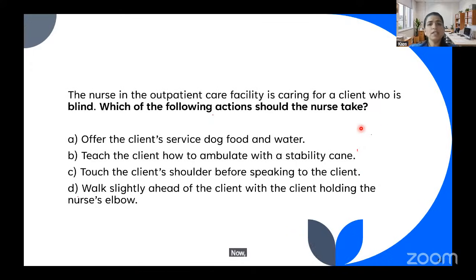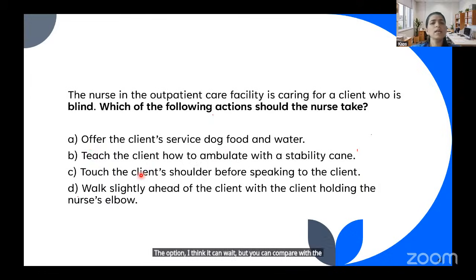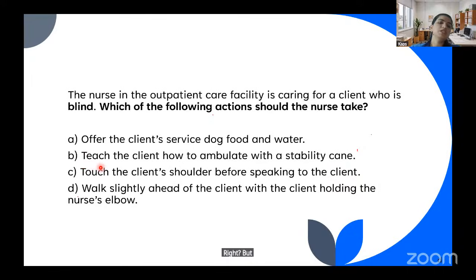Now, offer the client's service dog food and water. Is that something first because the person is blind? Well, if I can do something for the patient, maybe, before doing it for the dog, maybe that can wait. So option A, I think it can wait, but you can compare with the next options. Teach the client how to ambulate with a stability cane. Now between A and B, I'll pick B, right? For me, the teaching can still wait, but it's better than A. So pick B for now.